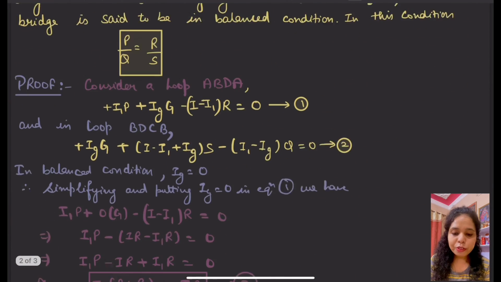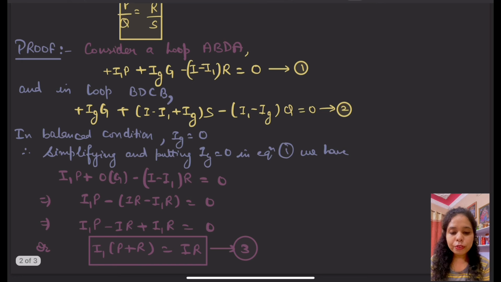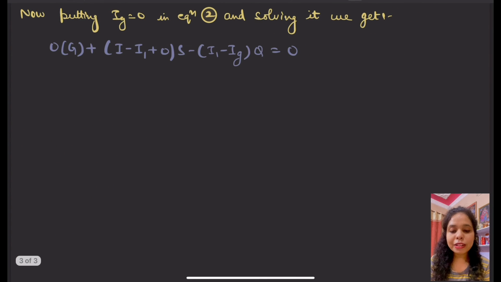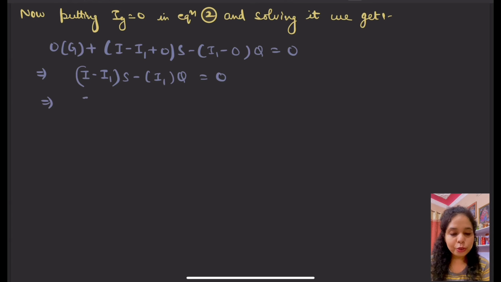So in the next step, we will put Ig is equal to 0. I have checked once again: minus I1 minus Ig into Q is equal to 0 in the third term. So we are left with I minus I1 into S minus I1 minus 0. So I1 minus 0 is I1 into Q is equal to 0. Now IS minus I1S minus I1Q is equal to 0.